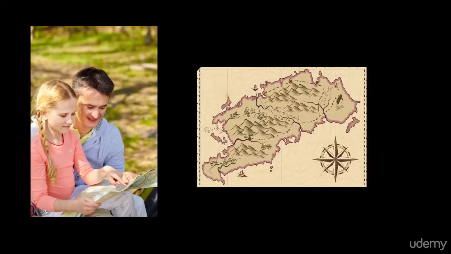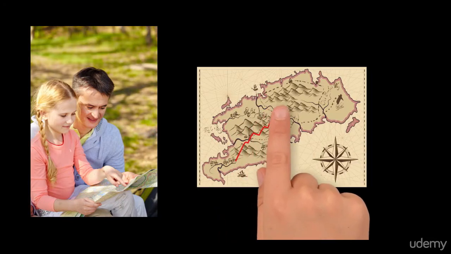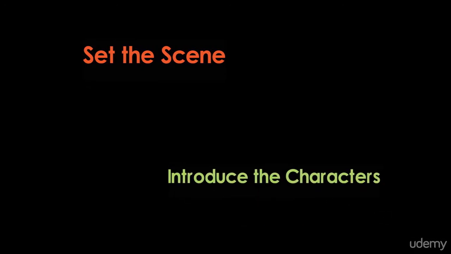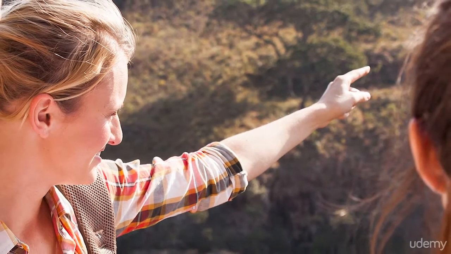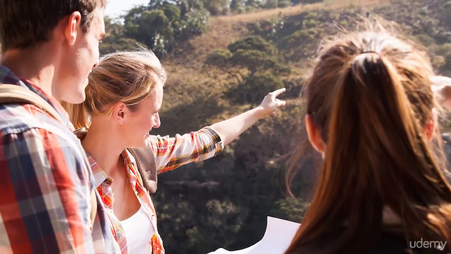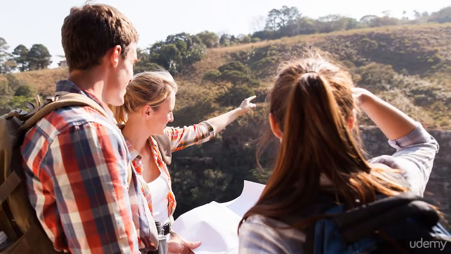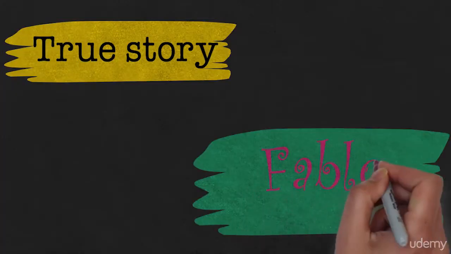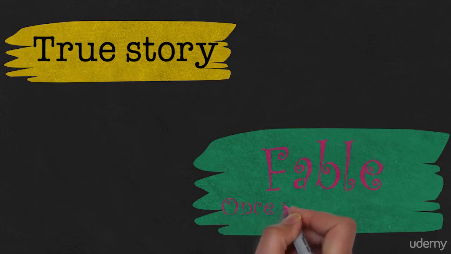To begin with, you've got to have a plan. Don't you want to know where you're going on a journey? Well, in the same way, it's good to know the direction your story is headed. It's important to set the scene and introduce the characters. When you start a journey, you tell others where you're going. When you begin to tell a story, prepare the audience by telling them if it's a true story or a fable. For example, in English, we start with once upon a time when we're telling a fictional story.